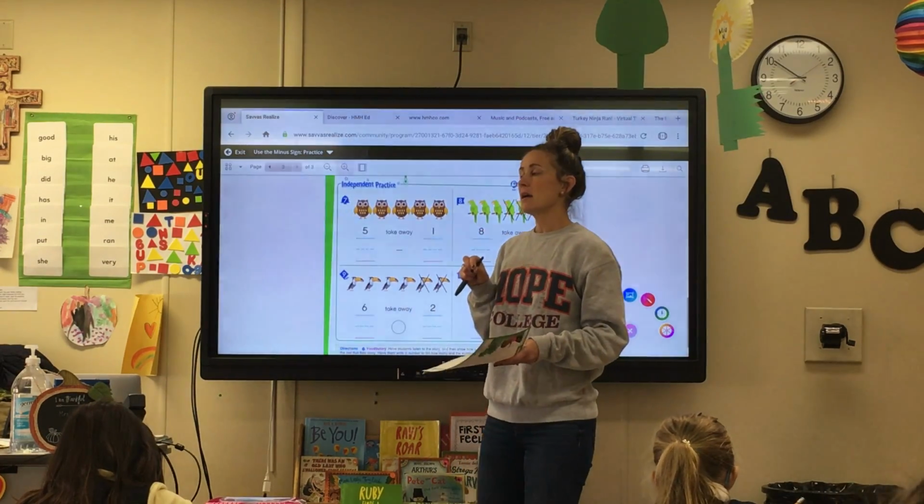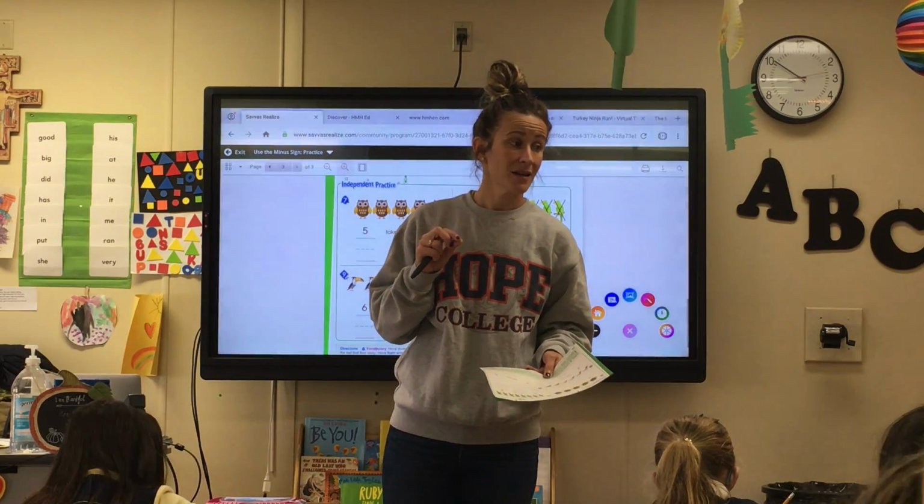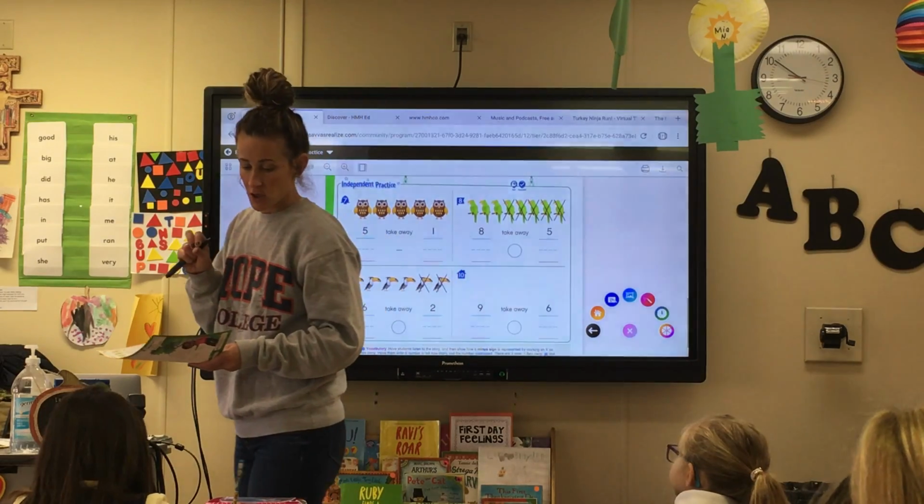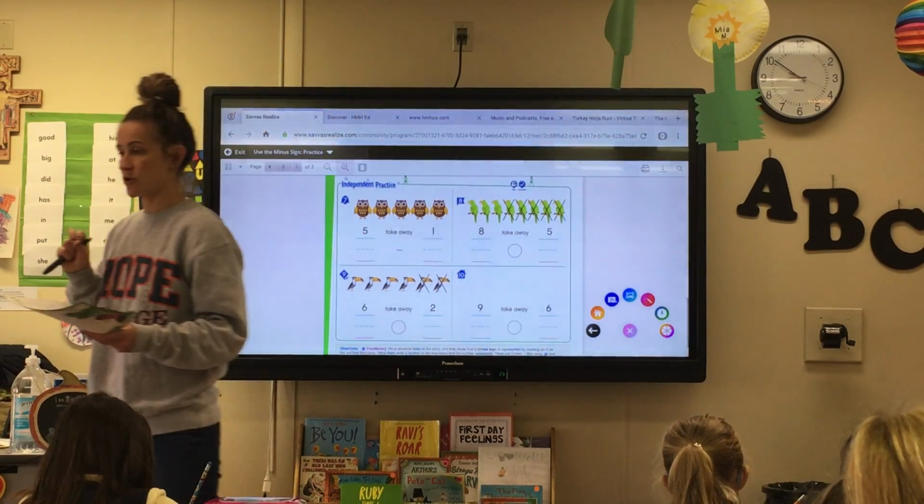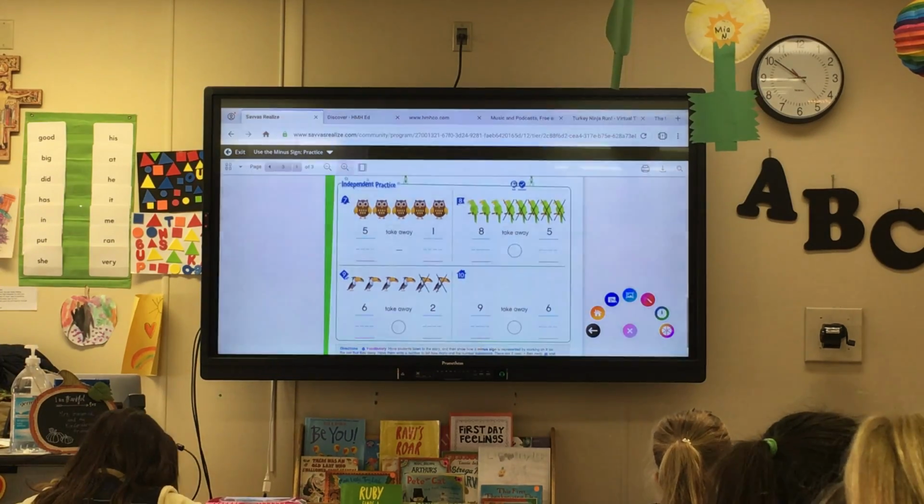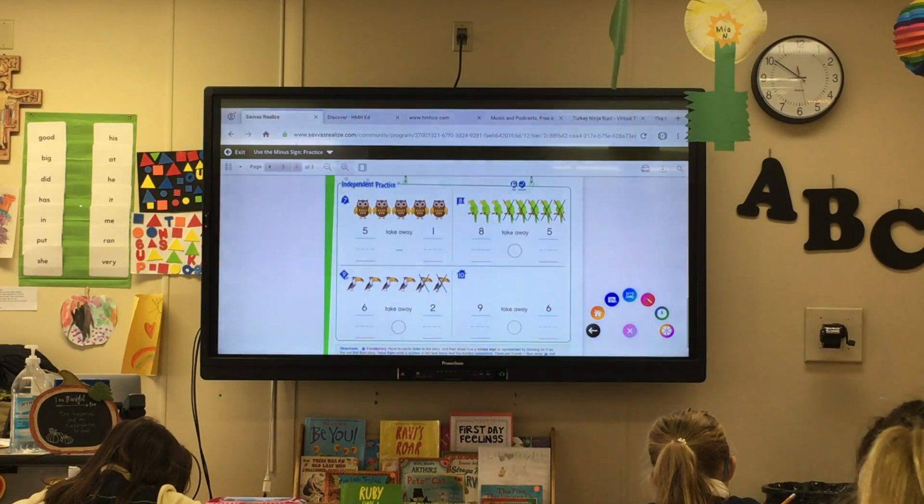All right, how many counters are we going to cross out? Olivia? 6. Because it's 9 minus 6. So cross off 6 counters. Do you have 9? Okay, now it says minus 6. Take away 6. So cross off 6.